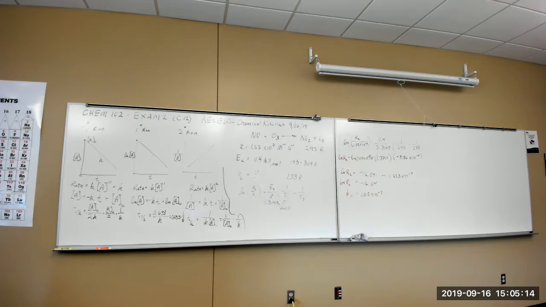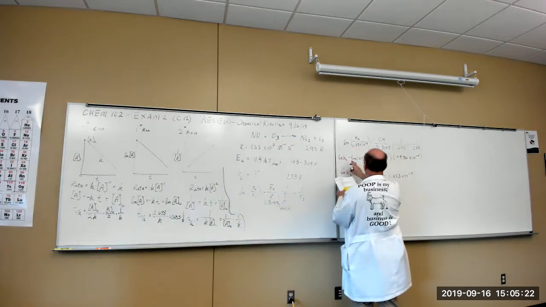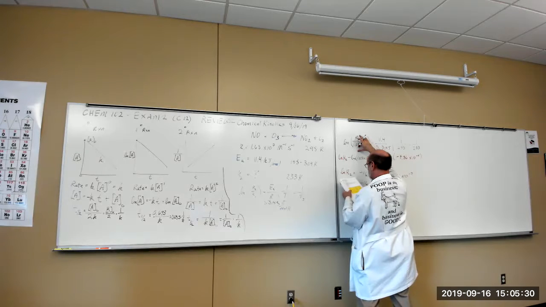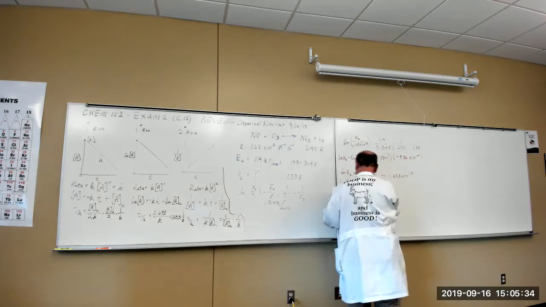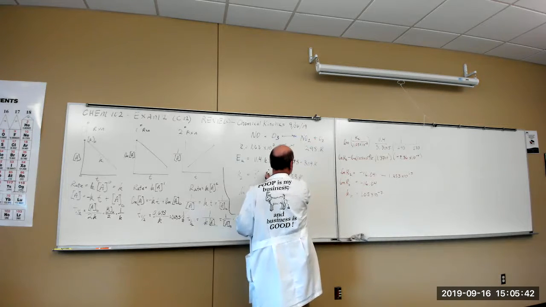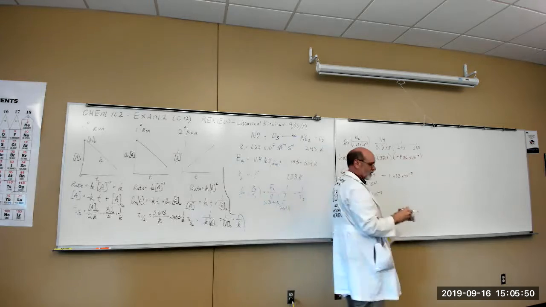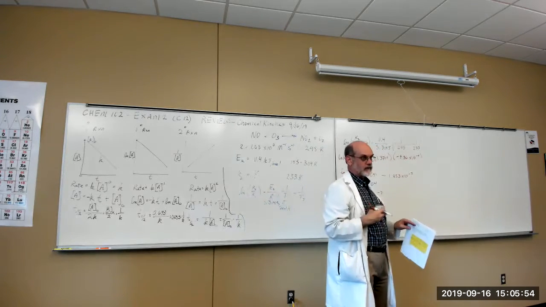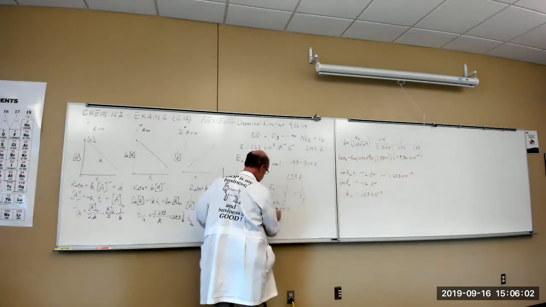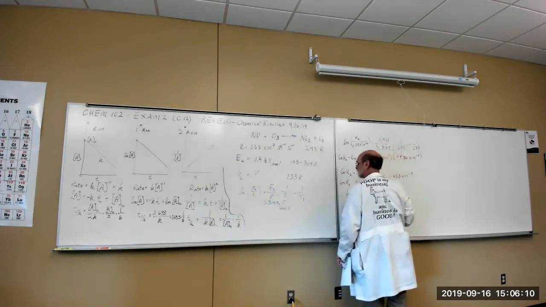I did something wrong. K1 is this. K2 is unknown. 11.4. Made a really stupid error. Any idea what it was? See the units here? Joules per mole K. Activation energy has to be in joules. 11,400.